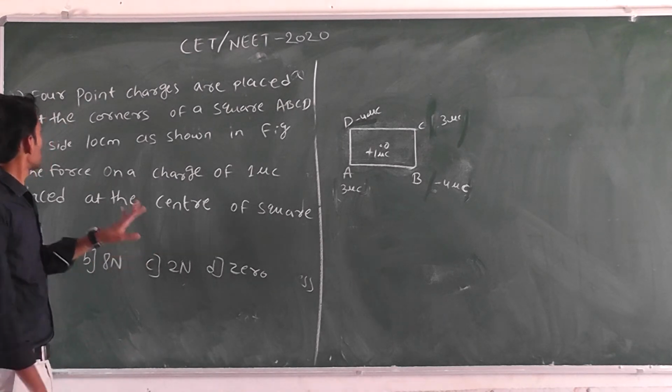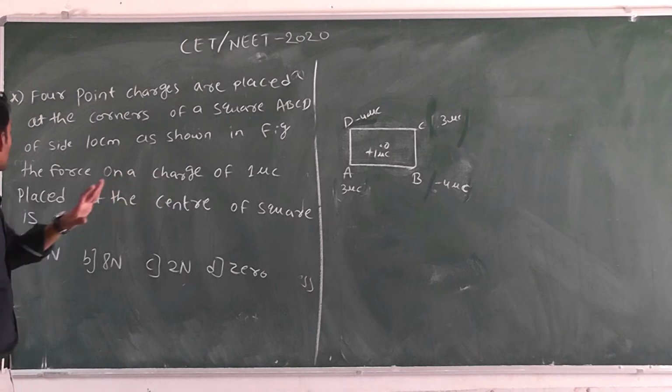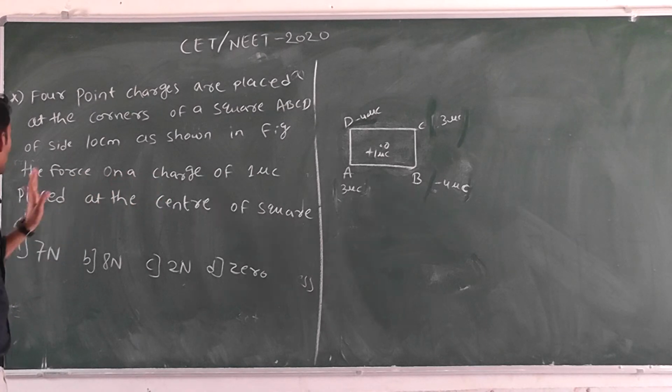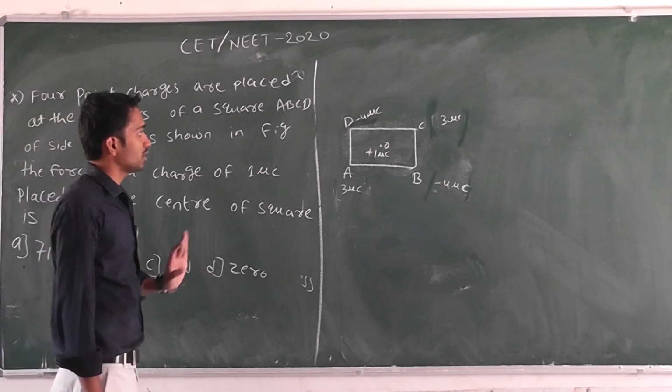Okay. The next question is: four point charges are placed at the corners of a square ABCD of side 10 cm, as shown in the figure. The force on a charge of 1 microcoulomb placed at the center of the square is. Option A, 7 Newton; option B, 8 Newton; option C, 2 Newton; option D, 0.